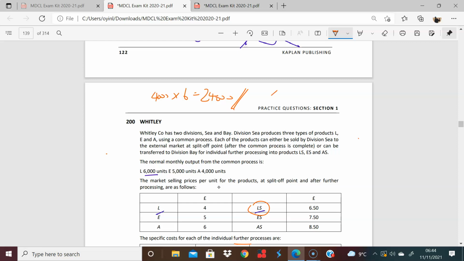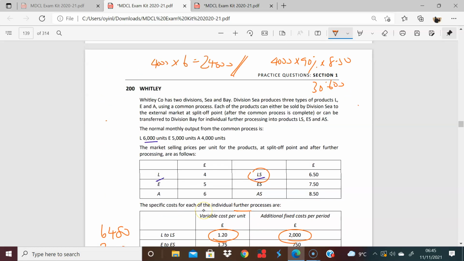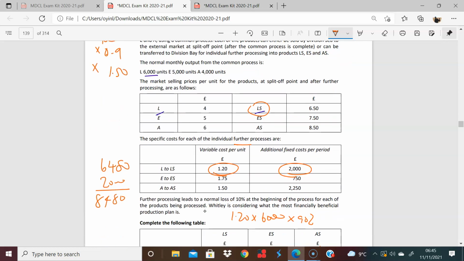And if you carried on, you would have 4,000 times 90% of that times £8.50. And if you do that, you have 4,000 times 0.9 times £8.50, which is 30,600. And so the increase is 6,600. That is your increase of 6,600. And when I check the costs of that, that's 4,000 times 0.9 times £1.50 plus this whopping additional fixed cost of 2,050.